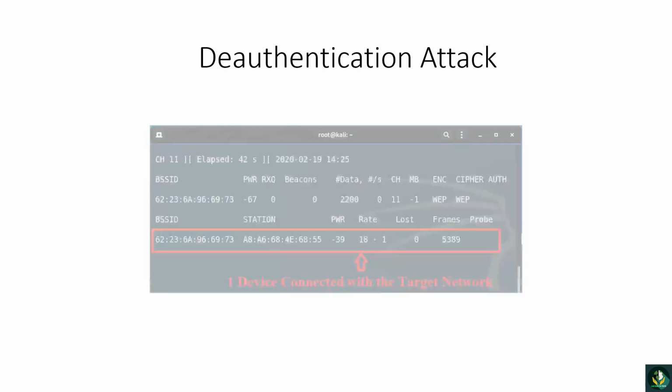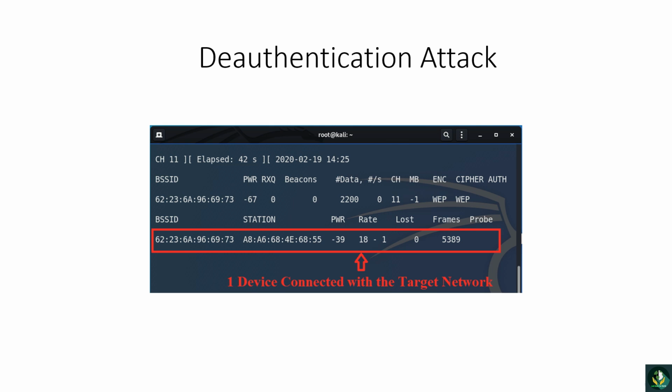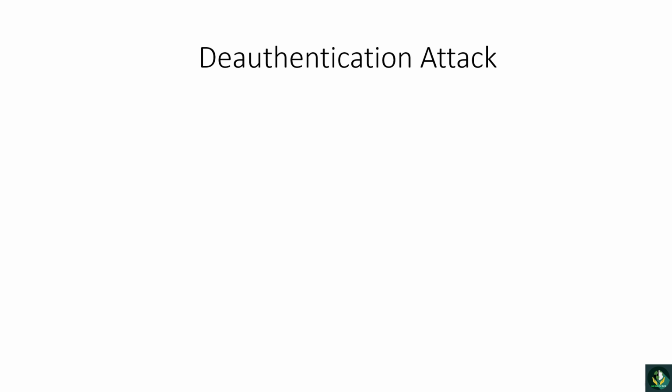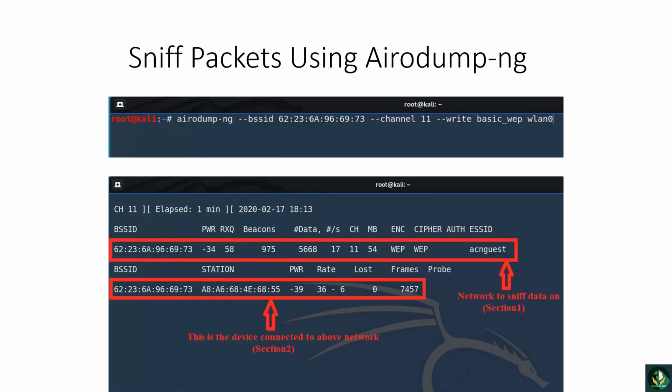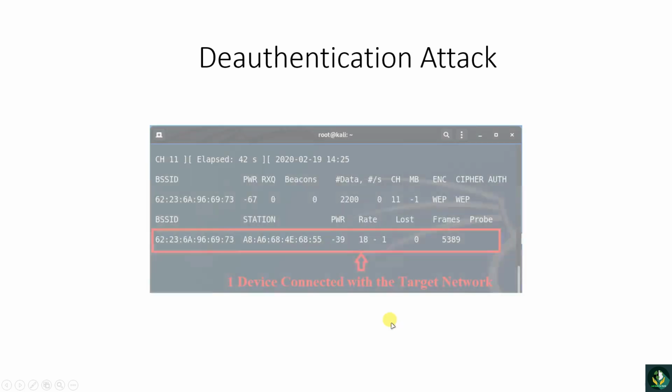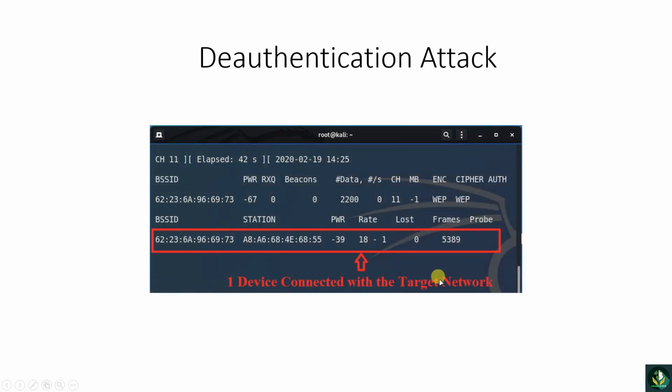First, type the command that we typed previously, which is this one. Similarly, that we previously did. It shows us the list of devices connected with the target network. So currently one device is connected, as you can see. Our goal is to disconnect this device from the network or the internet.